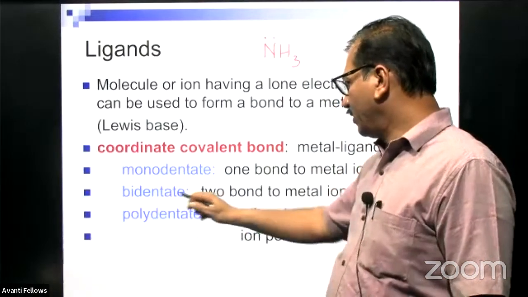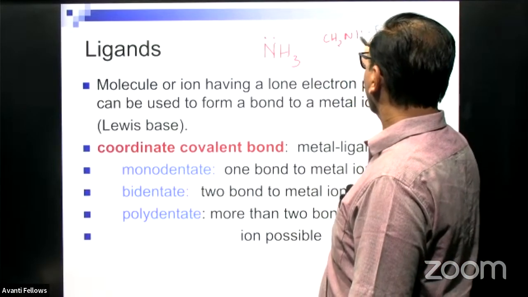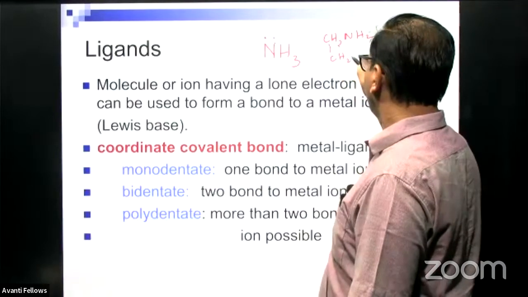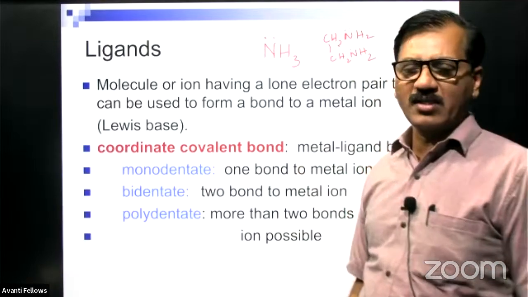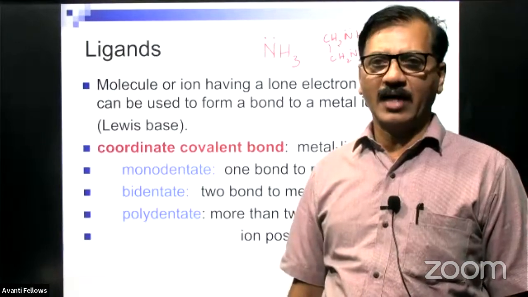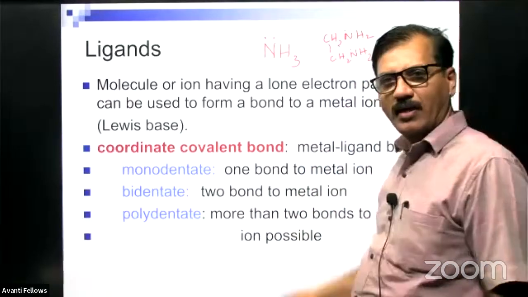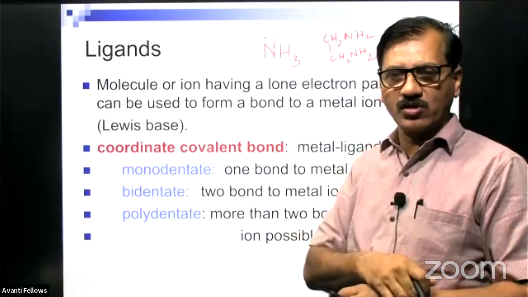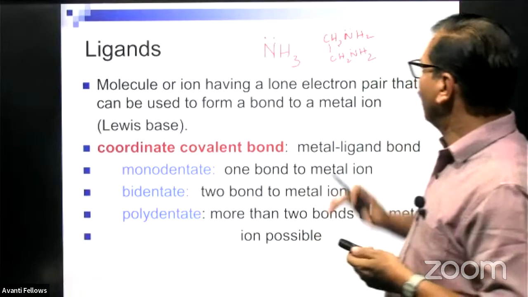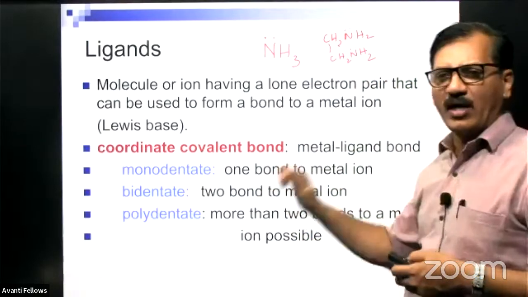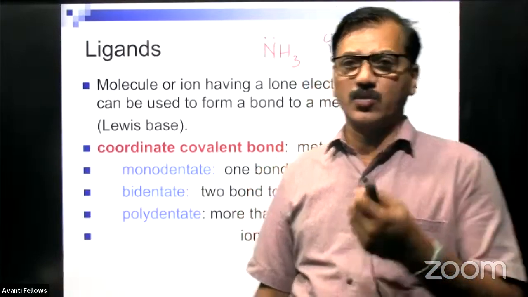And bidentate ligand. CH2NH2, CH2NH2, this is ethylene diamine. There are two NH2 groups. Both nitrogens are capable of binding the central atom. So it is a bidentate ligand. Two ligating atoms in one particular molecule, both getting connected to the central atom, they are bidentate ligands. There can be polydentate ligands also. EDTA is a polydentate ligand or a hexadentate ligand. It can give 6 pairs of electrons.